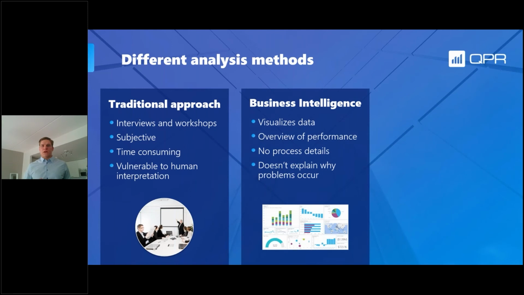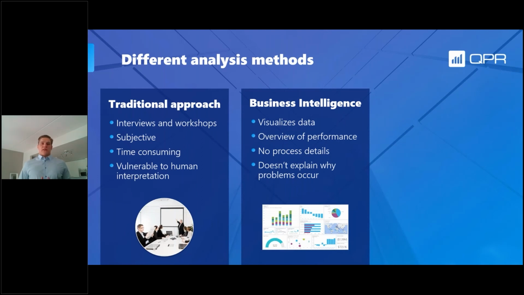Then the second one is business intelligence. Business intelligence uses data, which is a really good thing. It visualizes data very well, and it gives you an overview picture of the performance. It can tell you how much sales you made last year. It can tell you the value of items that had to have rework on them last month and so on. But the real key question is, why did that rework happen? Why did we have rework in the first place? How can we get rid of it?